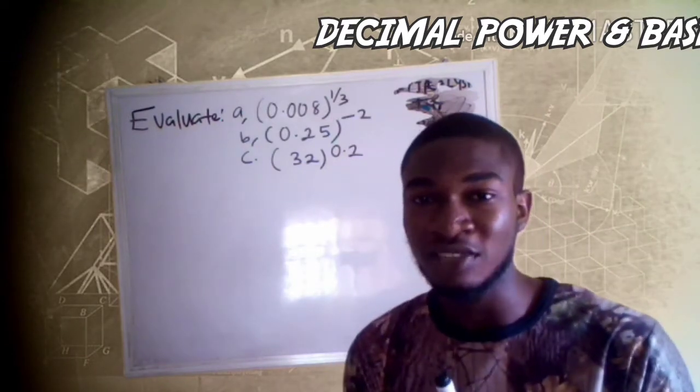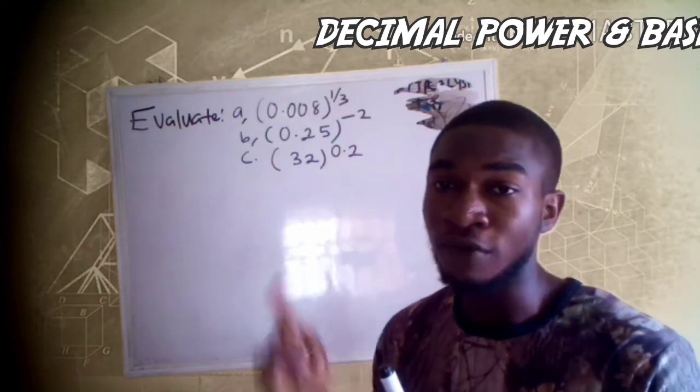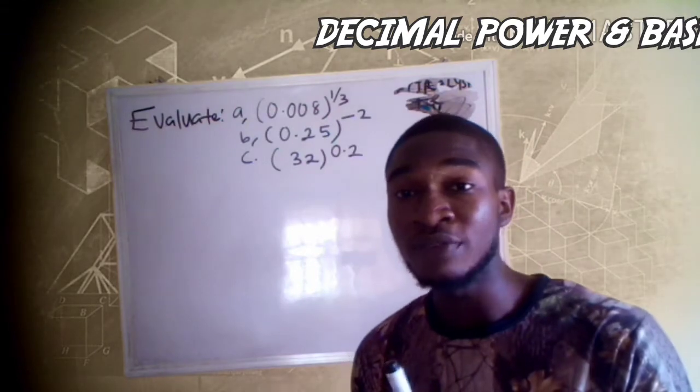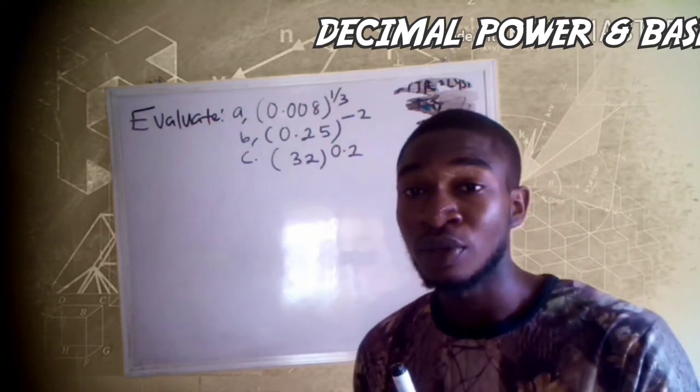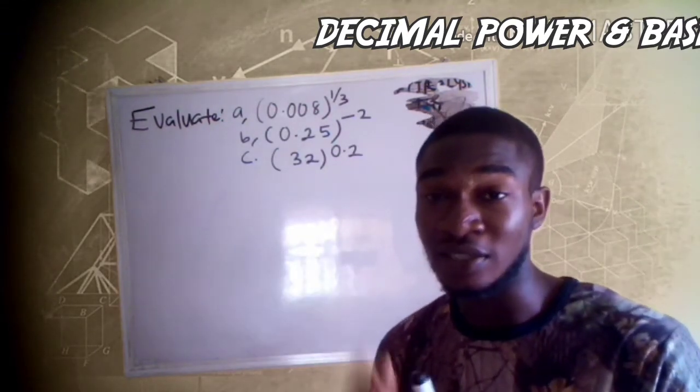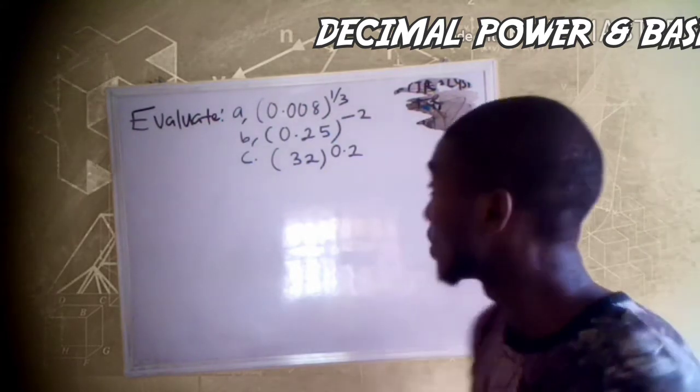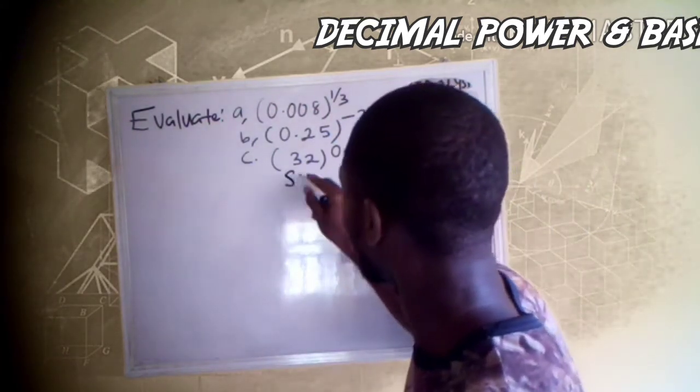And the knowledge of standard form will be of great help here. So I believe we must have done standard form before we visit indices. That's the first thing. In JSS 1, we must have done this. So we now have the solution.